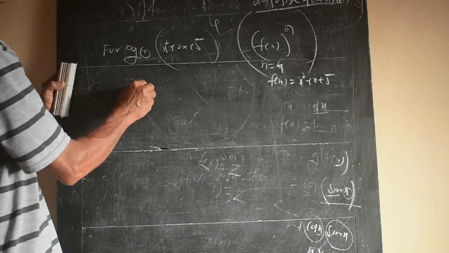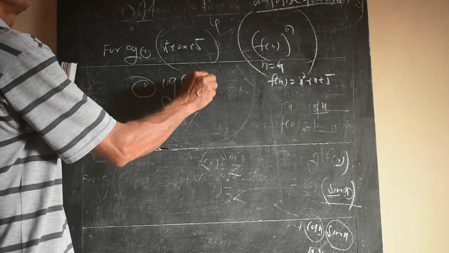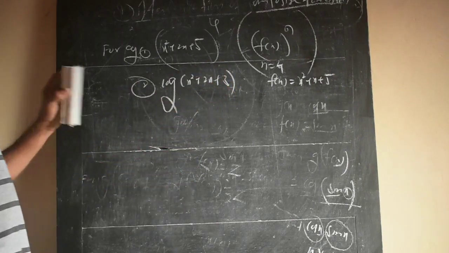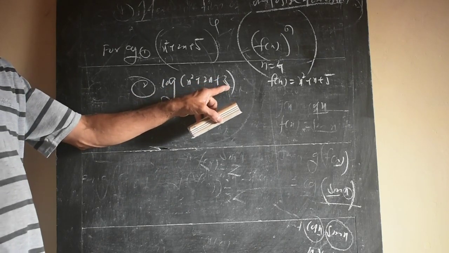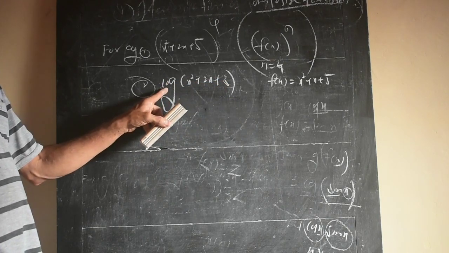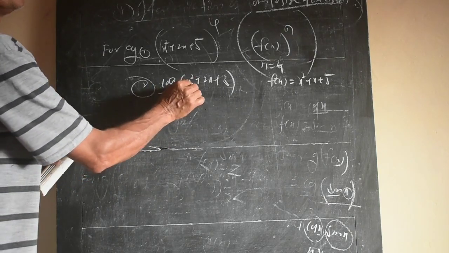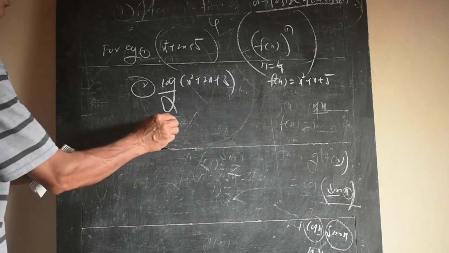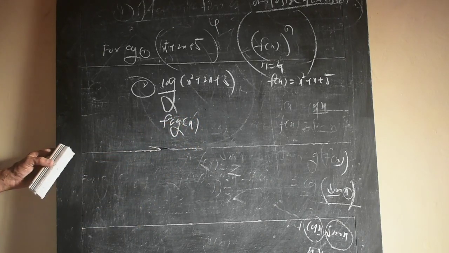Okay, first one. Second one is log of x square plus 2x plus 3. It is a composite function. Here, log is a function, x square plus 2x plus 3 is a polynomial function, and log is a logarithmic function. Here f is log, g is x square plus 2x plus 3. Therefore, it is in the form of f of g of x.